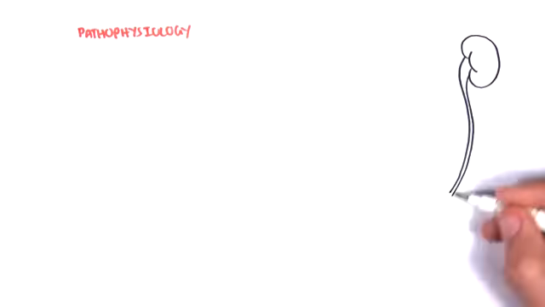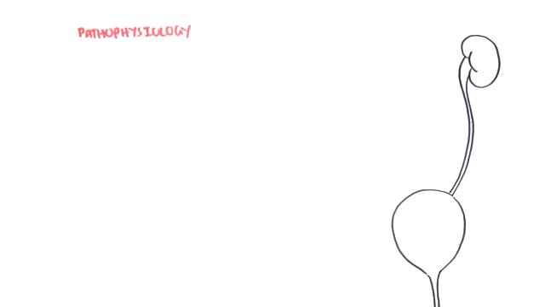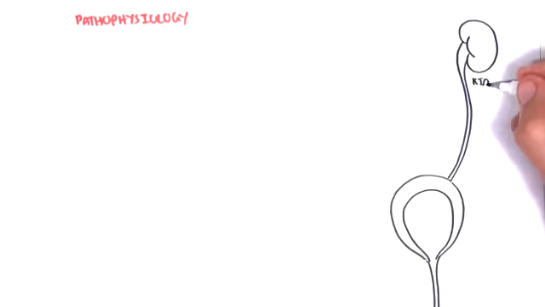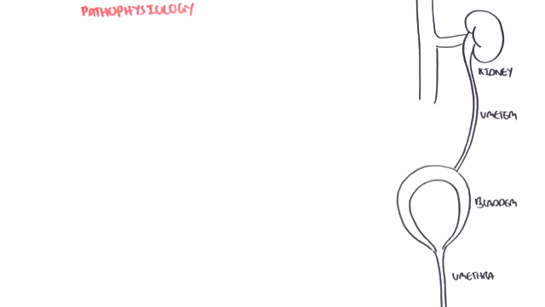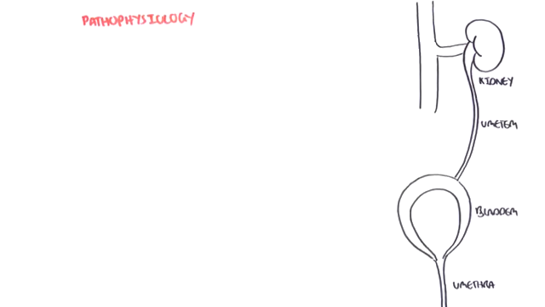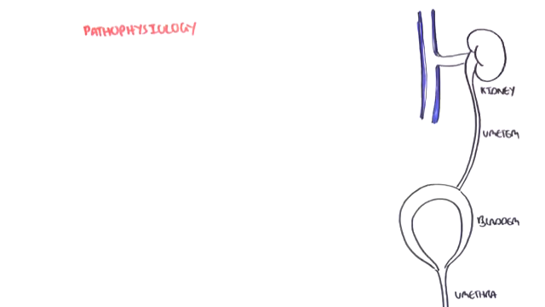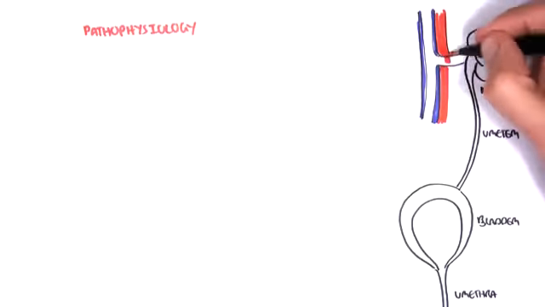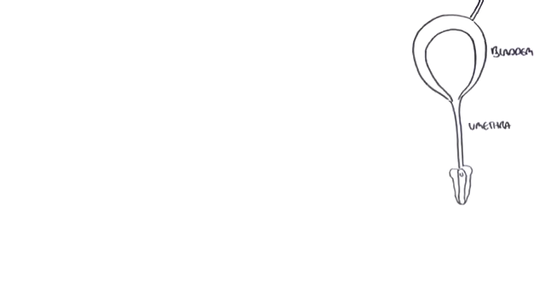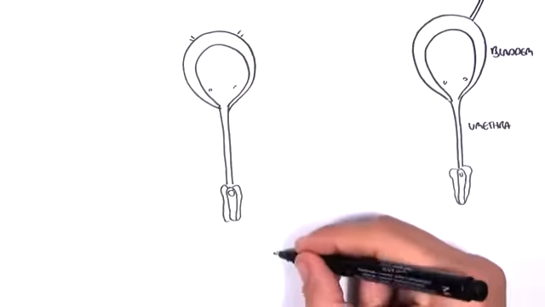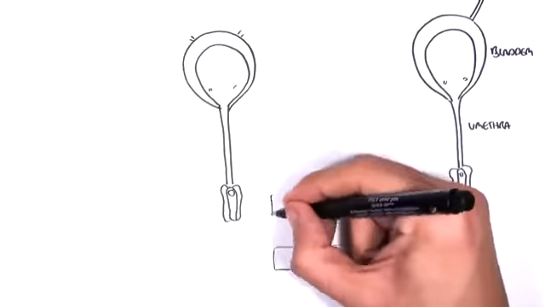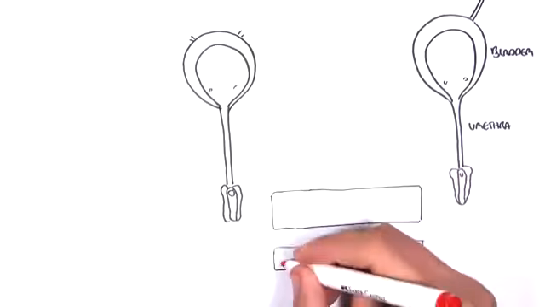But anyway, how does a UTI occur? Let's look at the pathophysiology. Here again is the kidney, the ureter, the bladder, the urethra. Here we have the inferior vena cava, and the renal vein comes from the kidney and enters the inferior vena cava. Behind the inferior vena cava, we have the descending aorta, which will supply the kidneys with the branching renal artery.